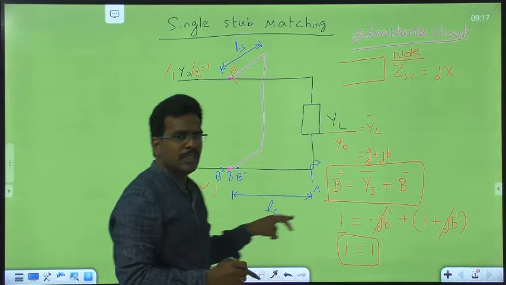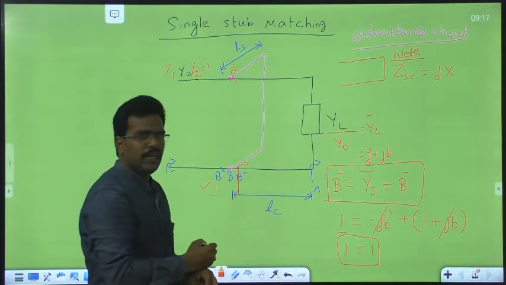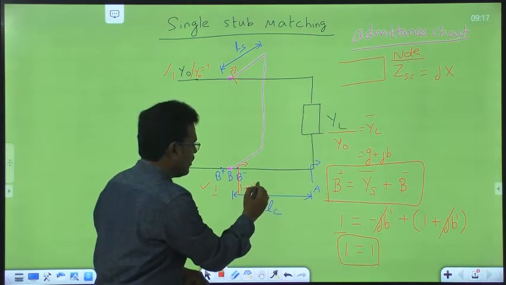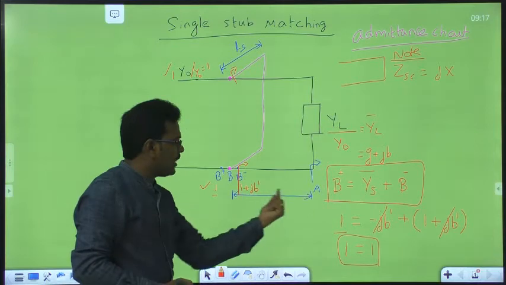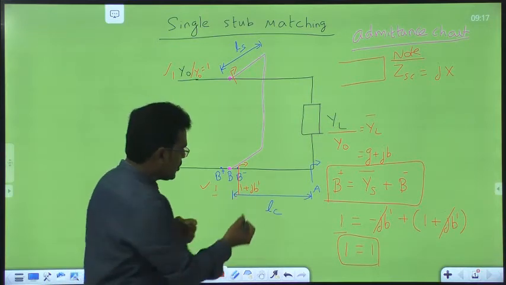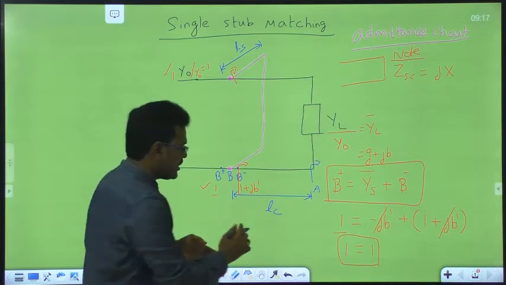So to get 1 here, what do I have to do? You have to choose the admittance at B minus point in such a way that it should have a real value of 1. By properly choosing the location of the stub, we have to choose it in such a way that it contains a real value of 1 with some imaginary value. Okay, this is the first point.